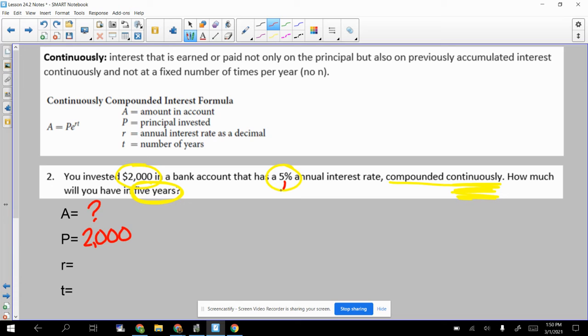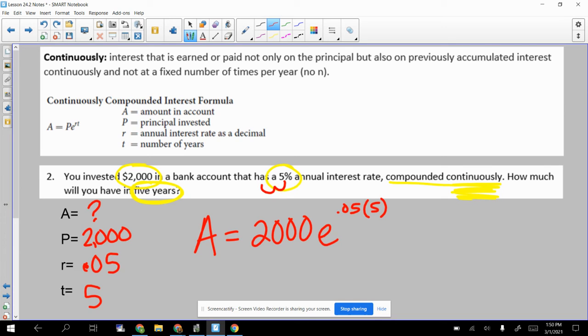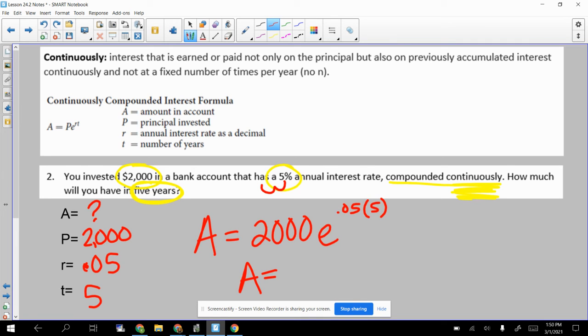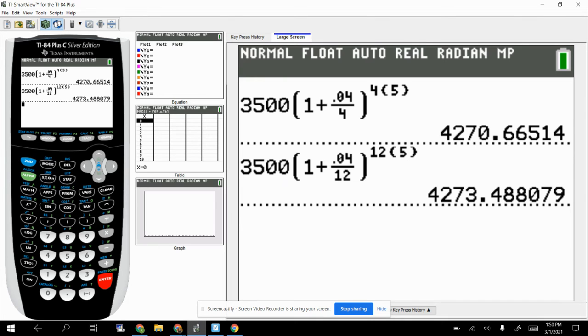The rate is 5%, which we're going to move to make it a decimal, so 0.05. And then the time is 5 years. So we're going to plug that in. A equals P, which is 2,000, times E to the R, which is 0.05, times T, which is 5. And again, because we're looking for the A, these should go pretty quickly. You're just plugging it into your calculator. So we have 2,000 times E to the 0.05 times 5.